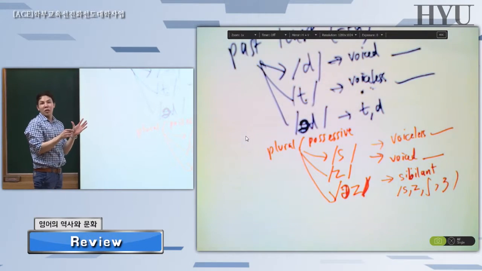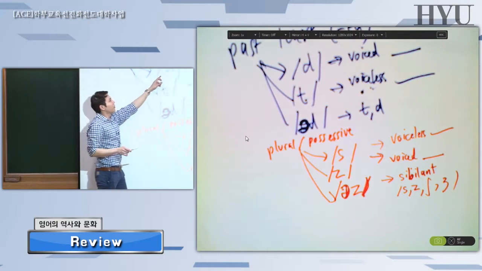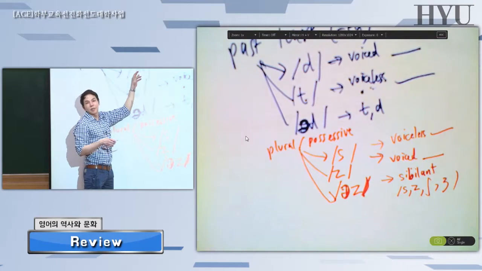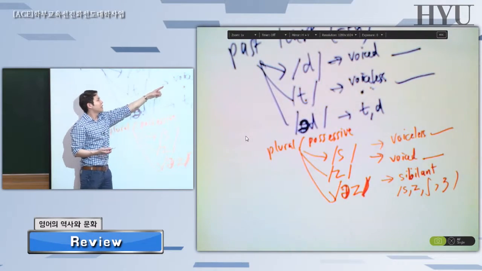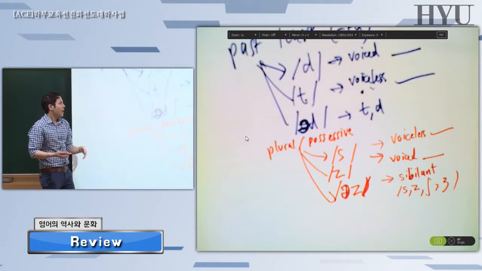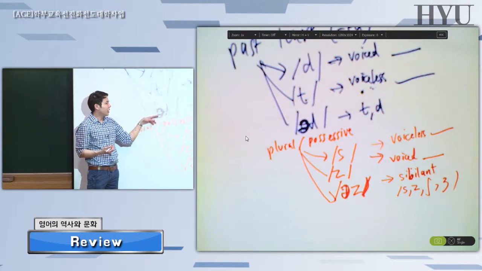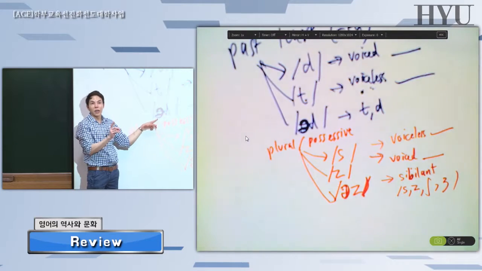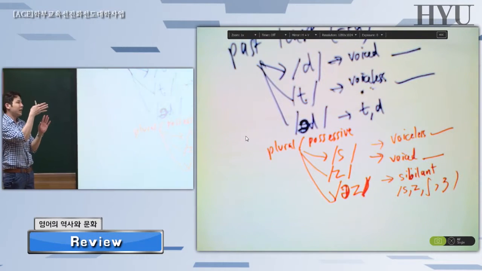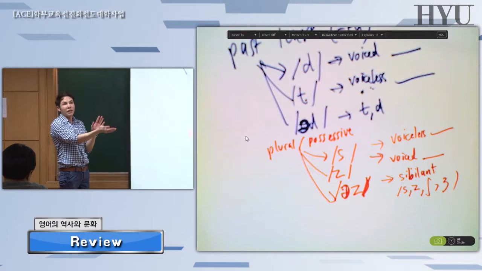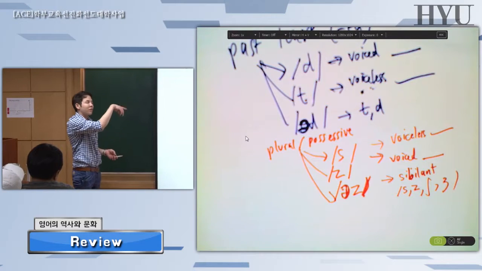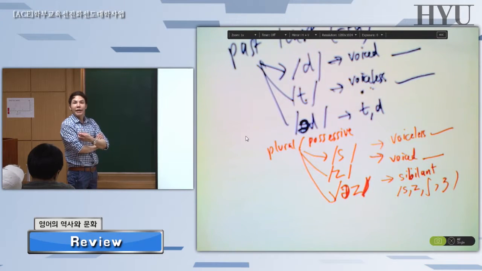we call assimilation processes, right? So if the preceding sound is voiced, then it has to be a D because D is a voiced sound. If the preceding sound is a voiceless sound, then it has to be a T because T is voiceless. And then you have the schwa here because you insert a schwa because it's hard to pronounce, right? When a T and a D is followed by another D, it's hard to pronounce, so you insert a schwa. So all of these are phonological processes that we already studied, okay?